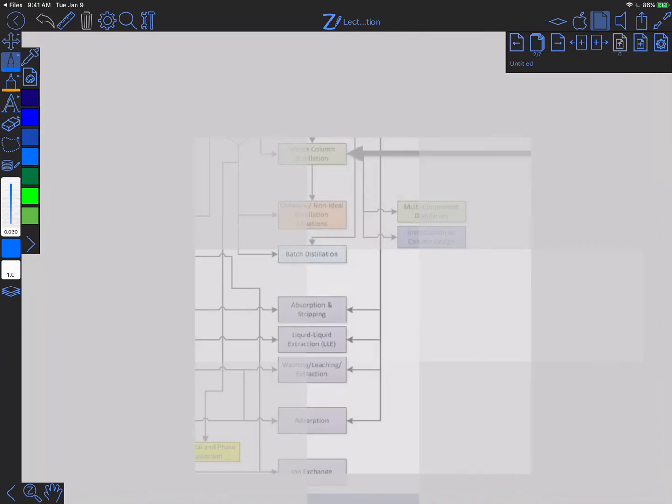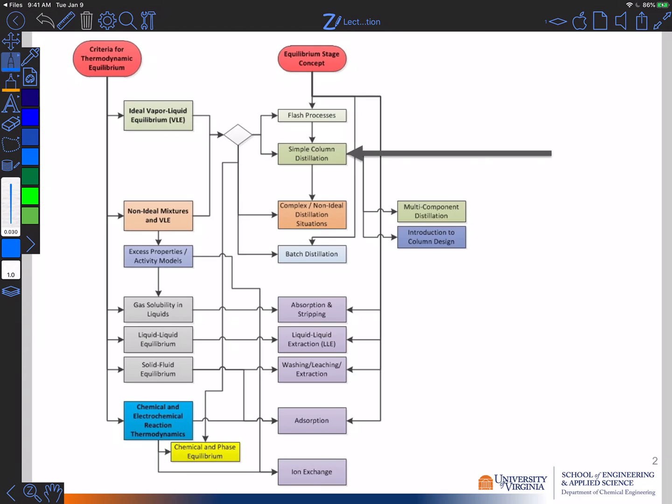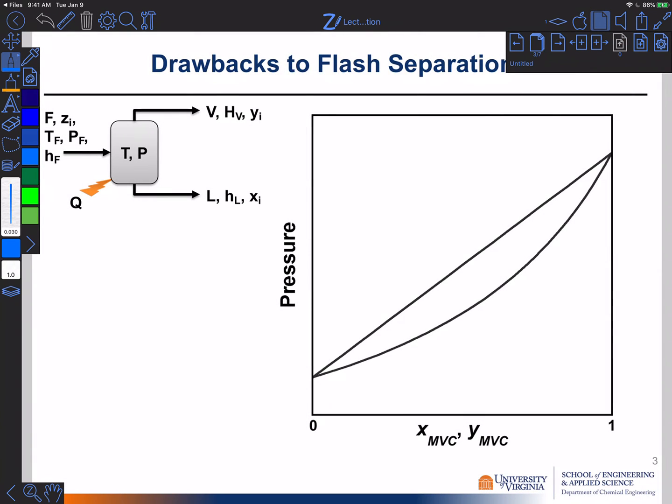So distillation is sort of our second application in terms of thinking about the equilibrium stage concept that we've been working on. We've already talked about flash processes, and we've talked about the situation where we can use flash processes to do at least some element of separation. But today we're gonna talk a little bit more about simple column distillation and start down a path that'll involve a few other situations where we'll talk about distillation and distillation columns as we go.